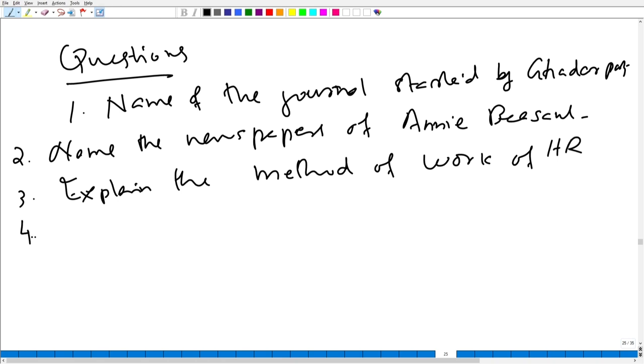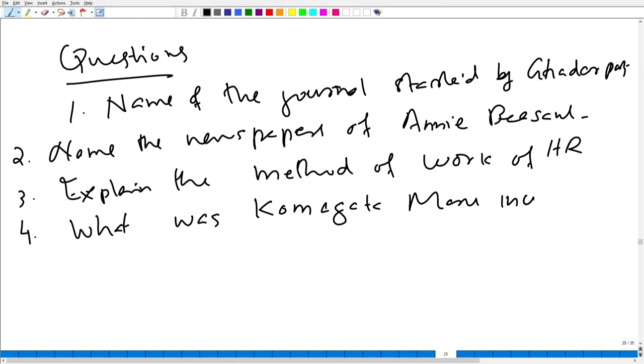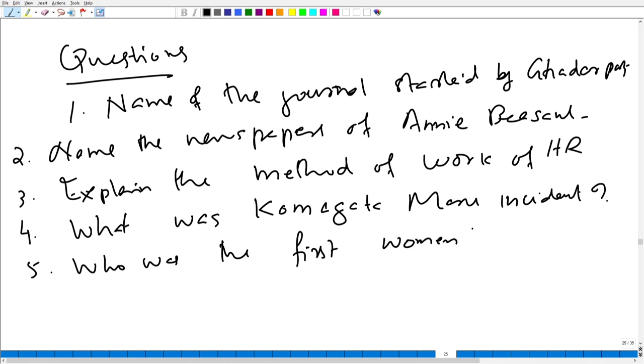Question number 4, what was the Komagata Maru incident? Question number 5, who was the first woman president of the INC, the Indian National Congress?